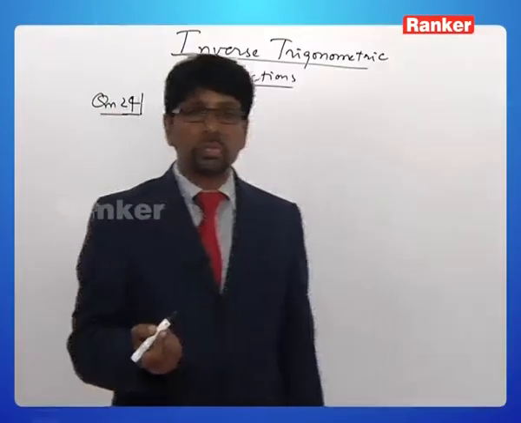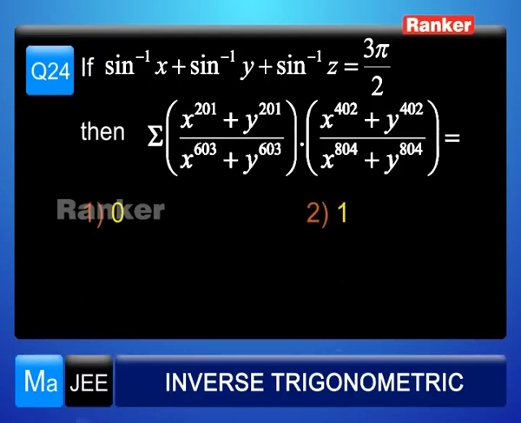Let's move to the next question, question number 24. If sine inverse x plus sine inverse y plus sine inverse z is equal to 3 pi by 2, then the cyclical summation of x power 201 plus y power 201 divided by x power 603 plus y power 603 into x power 402 plus y power 402 divided by x power 804 plus y power 804. First we take xy terms, then yz terms, then one more term using zx. So that is equal to, options are first option 0, second option 1, third option 2, and fourth option 3.